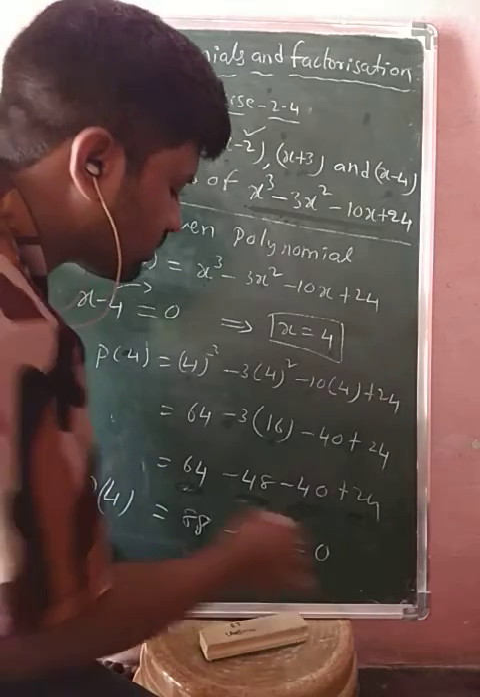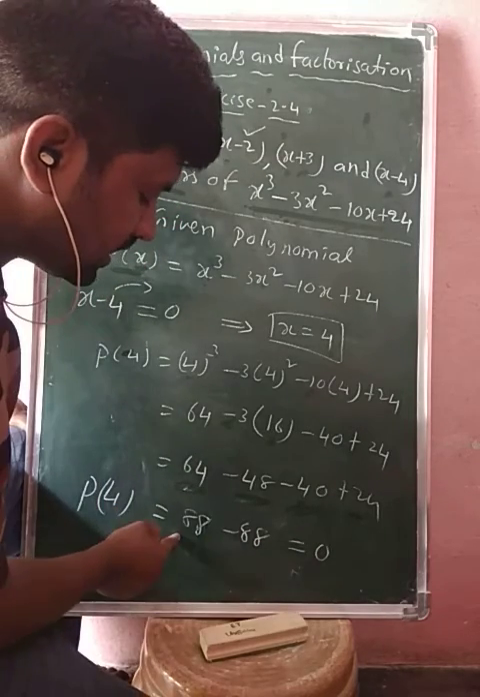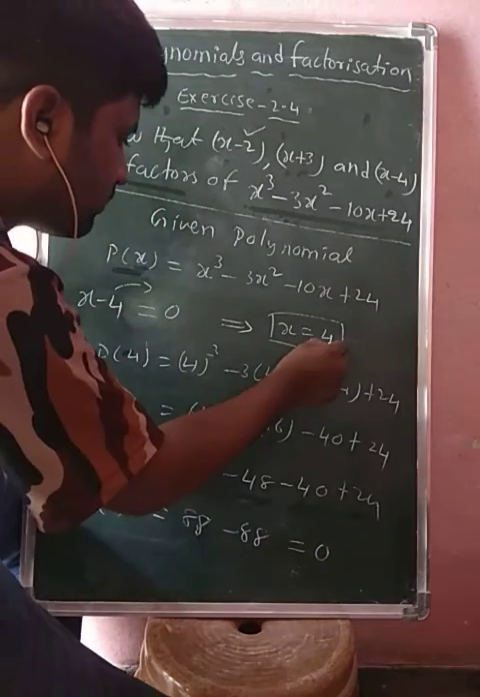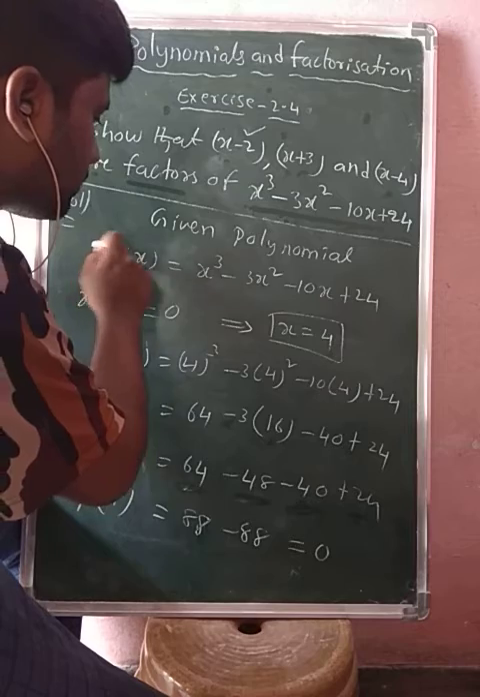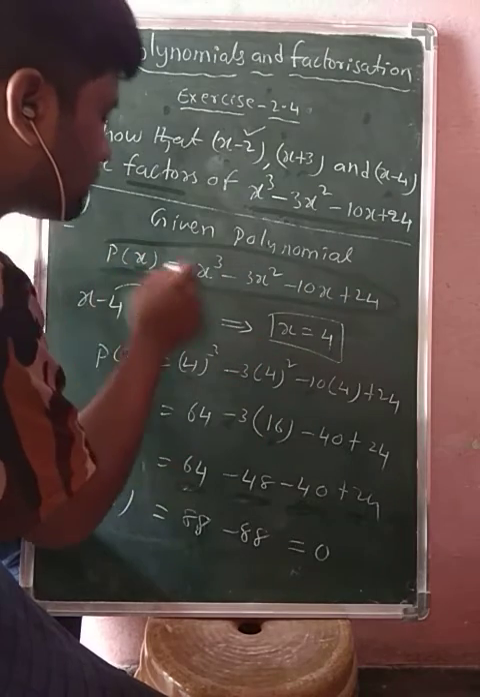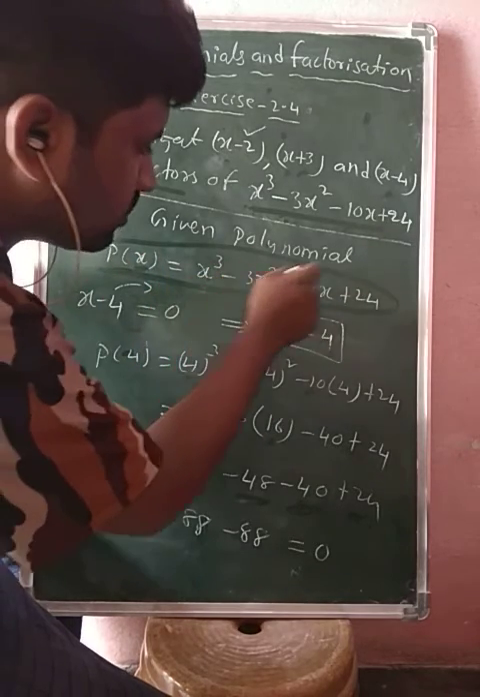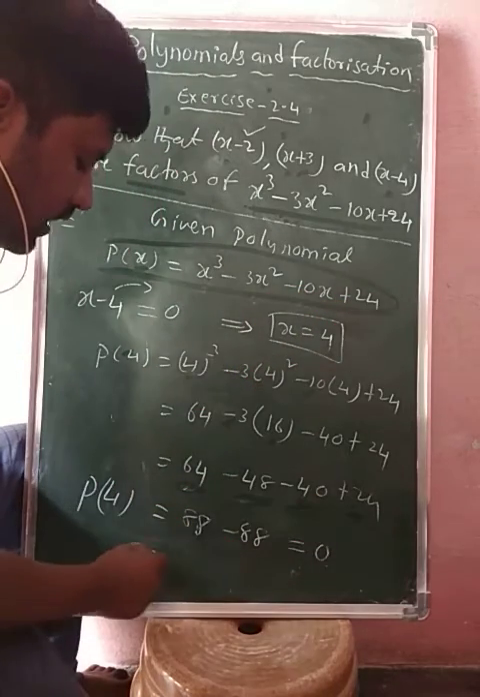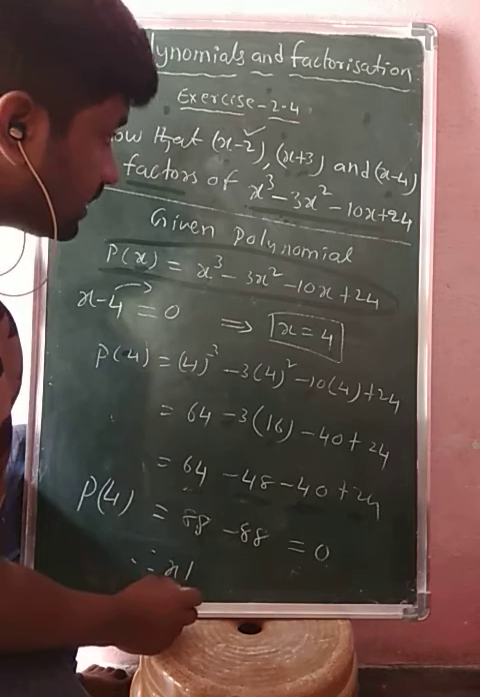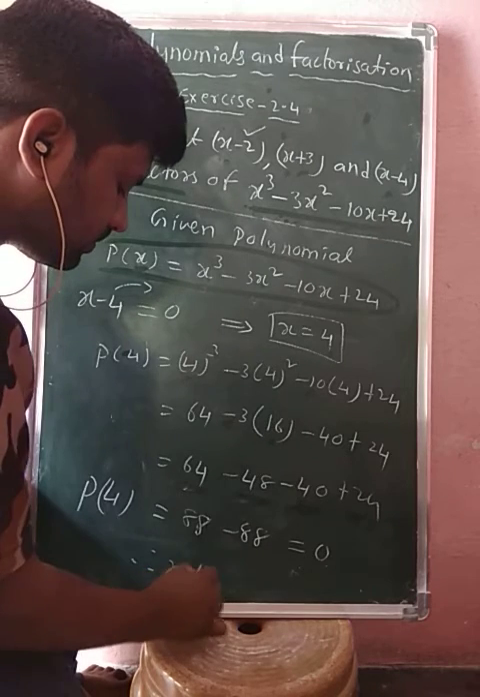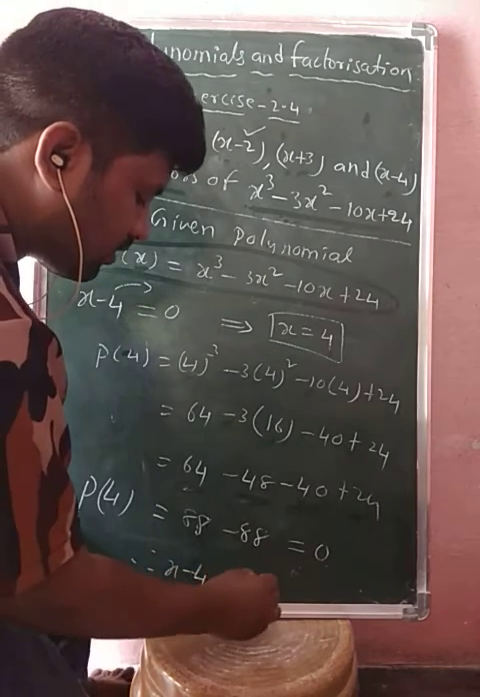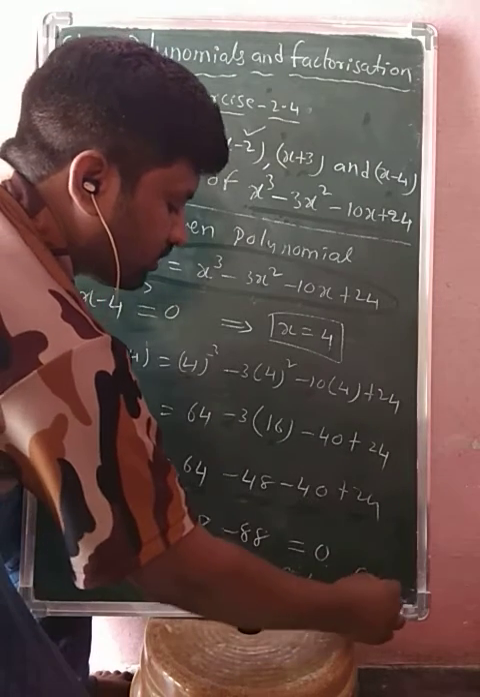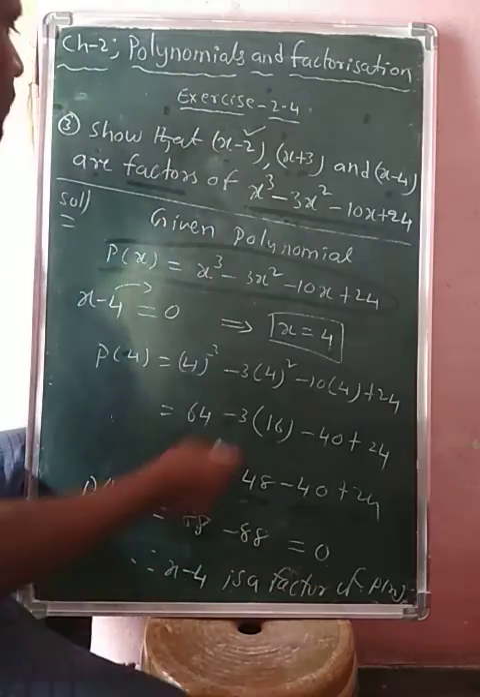So that is equals to 0. Plus 88 and minus 88 is 0. So we replace x with 4, the value of the polynomial p of x, that is x cube minus 3x square minus 10x plus 24, becomes 0. Therefore we can say that x minus 4 is a factor of p of x.